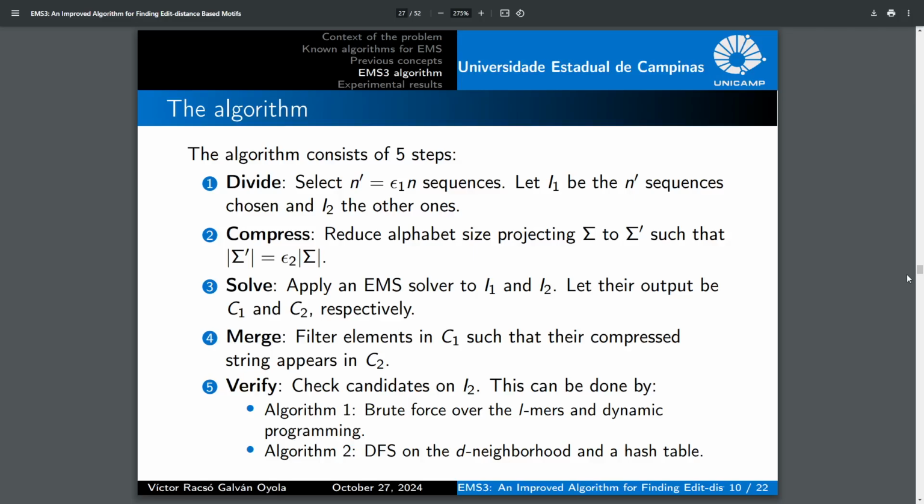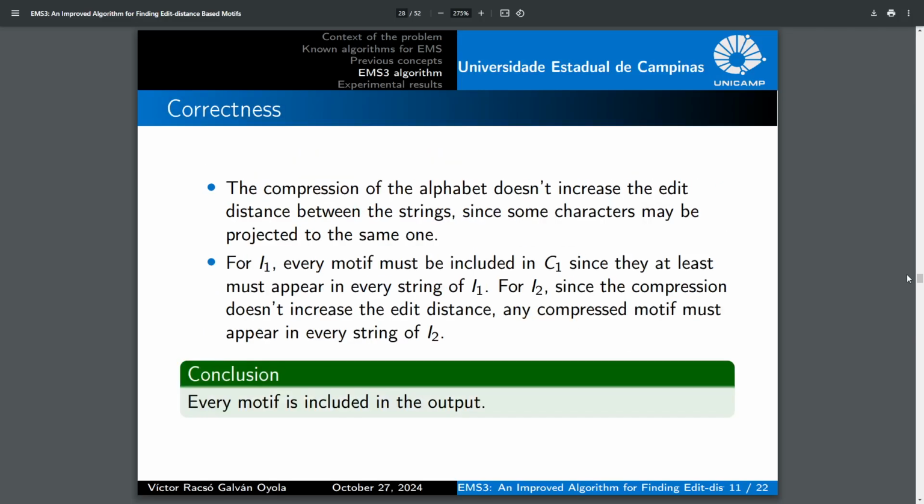And in the end, we're going to verify all the candidates and compare them with the strings in I2. And we are going to have two algorithms for this. The first one is just a brute force over the elements using dynamic programming. The second one is a DFS on the D neighborhood and a hash table, just to check if they exist or not. So these 5 steps are going to solve this problem correctly and hopefully efficiently.